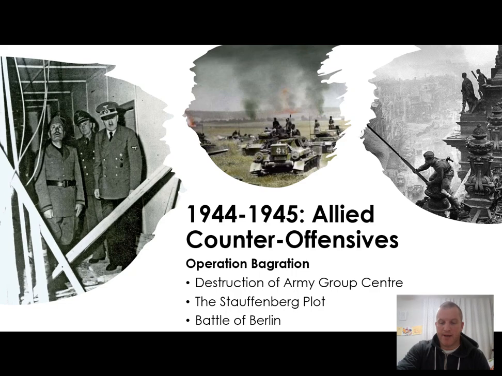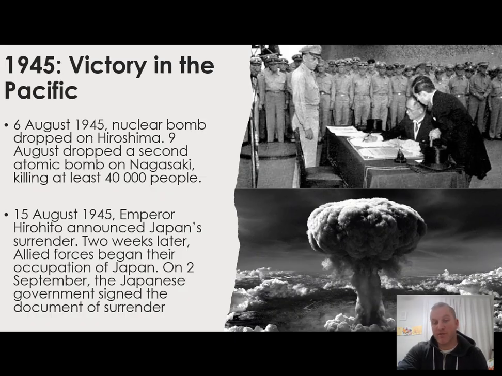So by end of April, the war is over, and they sign the armistice on the 7th of May. And so the war in Europe is over. The war in the Pacific ends a few months later. The key reasons are obviously the dropping of the nuclear bombs.